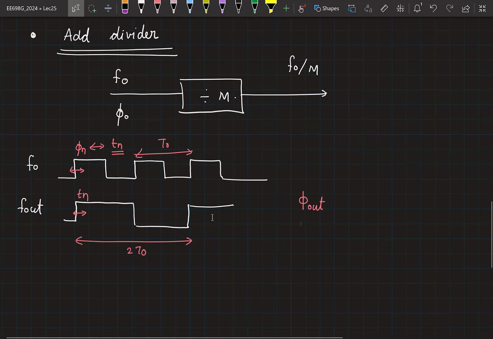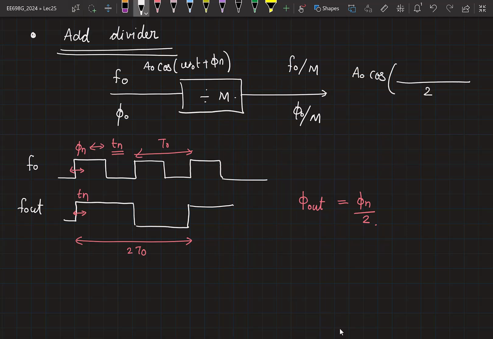Why half? Because the time period has doubled, right? So this is going to be phi n by 2. If you had f naught becoming f naught by m because of a frequency divider, your phase is also becoming this divided by m. So if you were looking at a voltage signal a naught cos of omega naught t plus phi n, the output will be a naught cos of this whole thing by 2 plus phi n by 2. The total phase is getting divided.